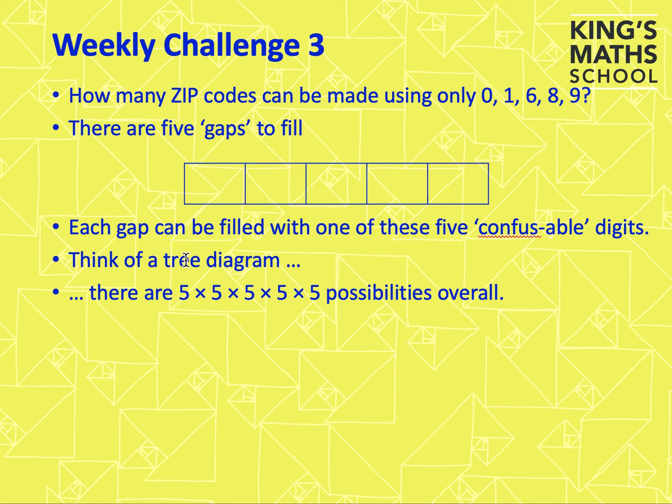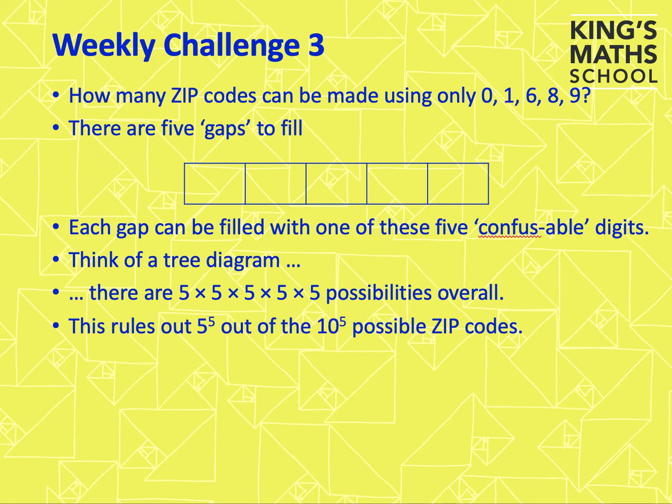And if you think of the tree diagram, it's going to be 5 times 5 times 5 times 5 times 5, because for any 5, there's another 5 coming off each one of the 5. I didn't draw it. It would be a very bushy tree. But if you think about it in that way, you should see why they're being multiplied together.